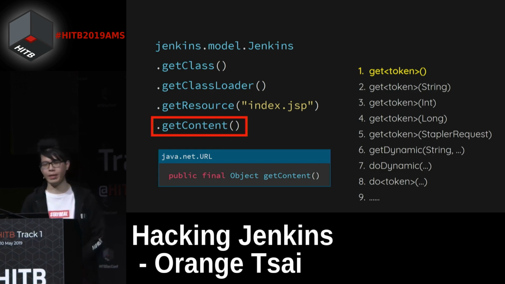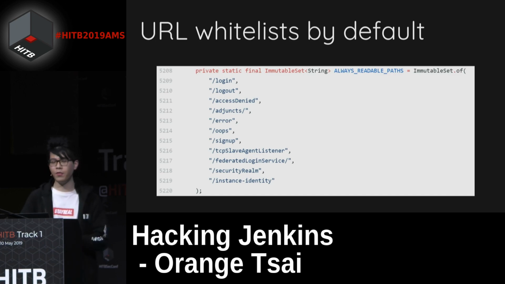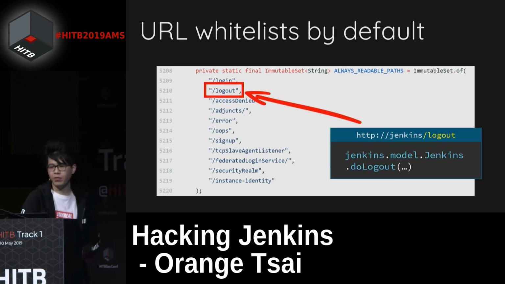Okay, hope you have a better understanding of this calling convention now. The second problem is the whitelist bypass. The default access control list in Jenkins is very strict. Without a valid credential, you are limited to a few whitelist paths and cannot read any information. As we mentioned before, with the dynamic routing, the logout prefix maps to the method doLogout.